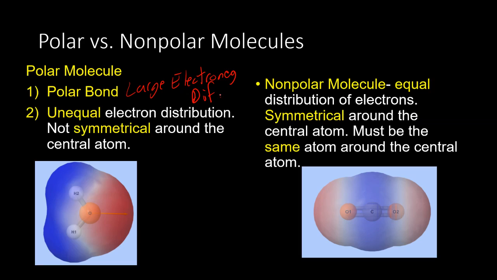And then beyond that, what you're looking for is unequal distribution of that charge. So you need to have one end that's negative and one end that's positive. Nonpolar molecules have a couple things.